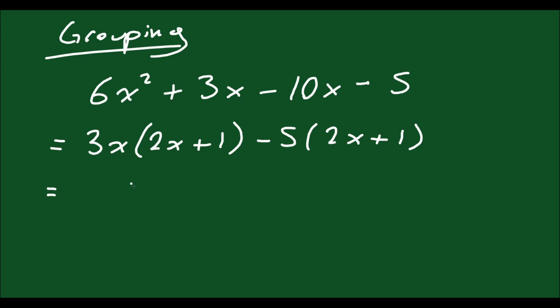So you can now factor out that bracket, right? You can take out the 2x plus 1, and you're left with whatever was in front of them. So 3x minus 5. Now it's factored. That's the essence of grouping. We'll do one more example.